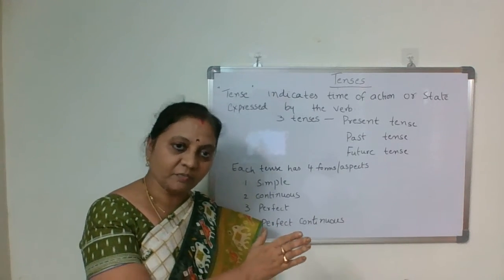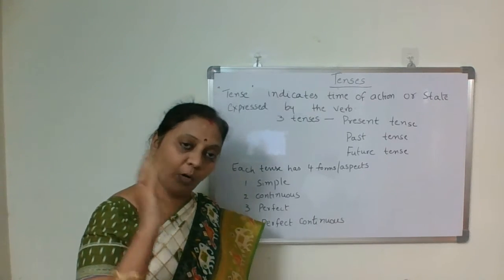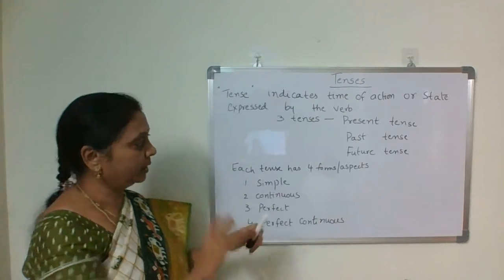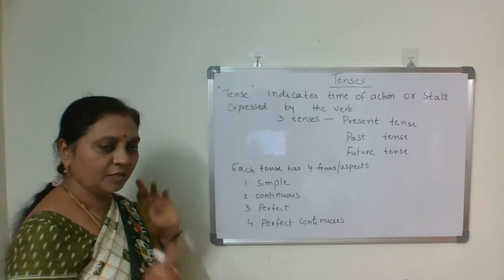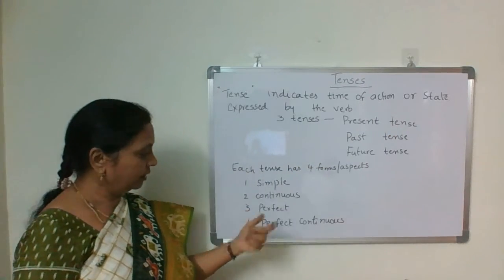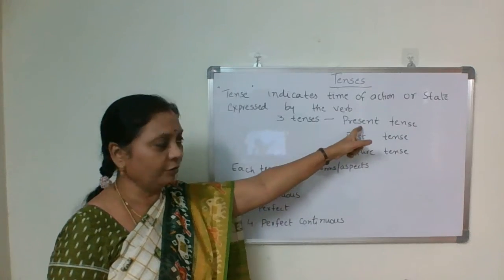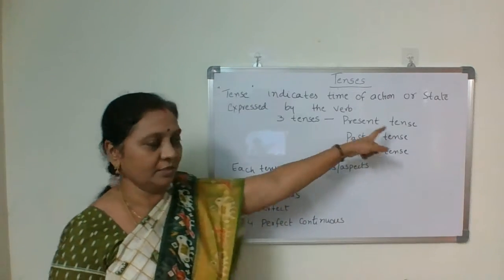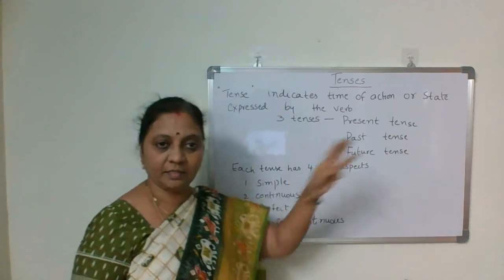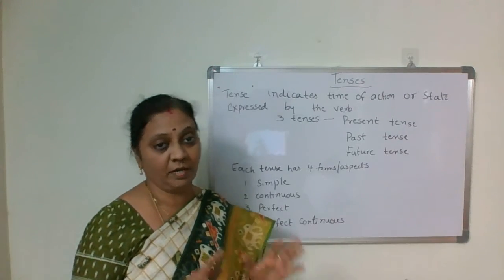What is the structure of the tense? When do we use it? What are the negative forms? What are the questions? In each tense we do these. Okay, don't worry, but just look at this. What is the first one? Simple present tense. Next one, present continuous tense. Third one, present perfect tense. Fourth one, present perfect continuous tense.